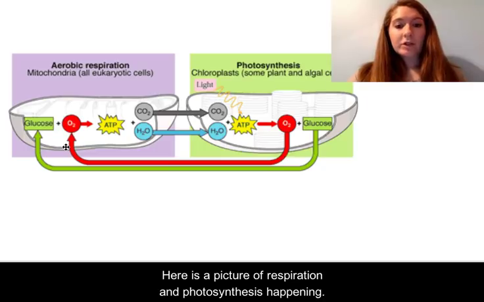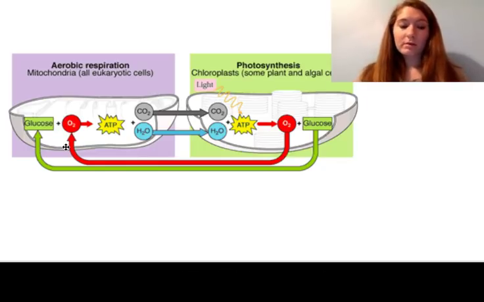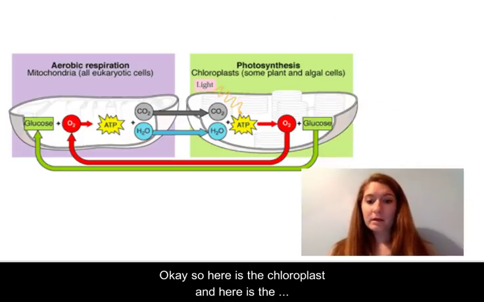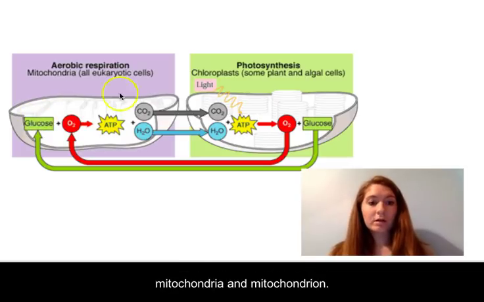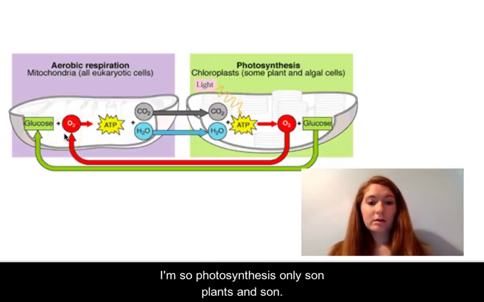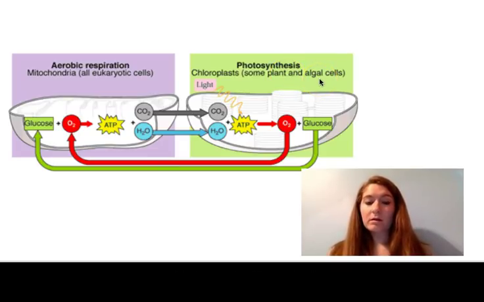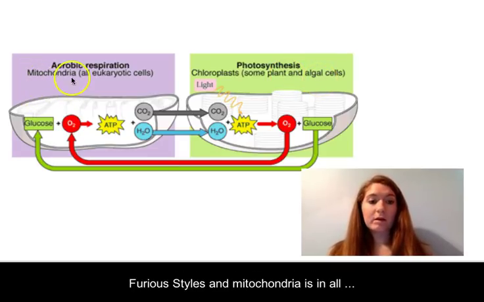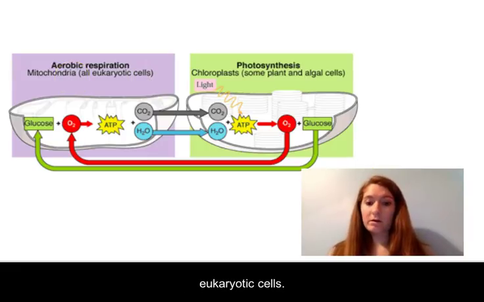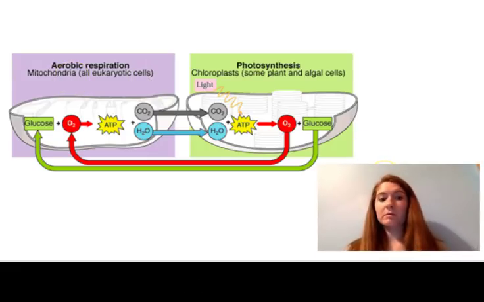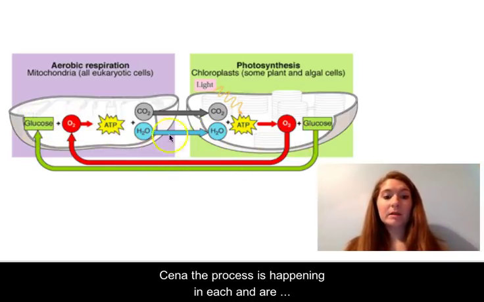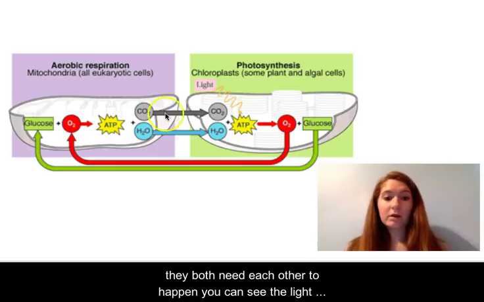Okay, so here is a picture of respiration and photosynthesis happening for each other. Here is the chloroplast, and here is the mitochondria, or mitochondrion. So photosynthesis, only some plants and some bacteria cells, and mitochondria is in all eukaryotic cells. Okay, so plants, animals, fungi. You can see that the process is happening in each and that they both need each other to happen.